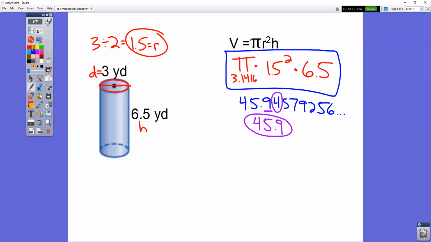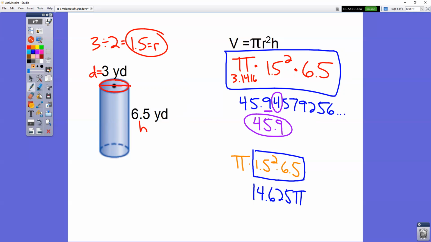If we are going to leave our answer in terms of pi, we would have pi times 1.5 squared times 6.5. Again, when you leave it in terms of pi, you type everything in except for the pi symbol. So we're just going to type into the calculator 1.5 squared times 6.5. You get 14.625. Don't round, all right? This is the only kind that you round. 14.625 pi, or 14.625 and then the letters pi after it.